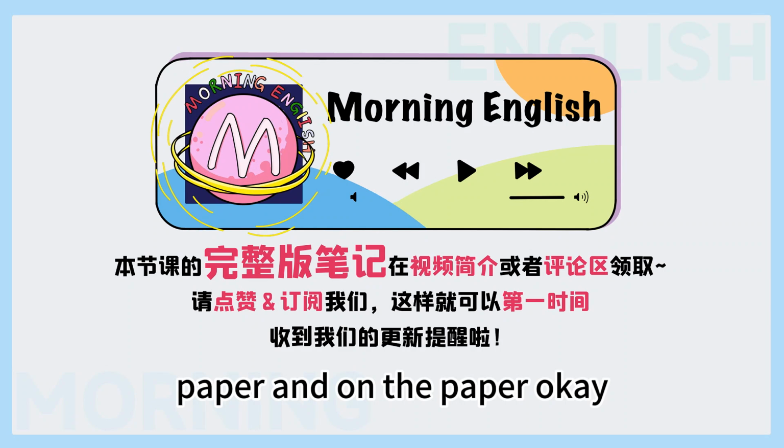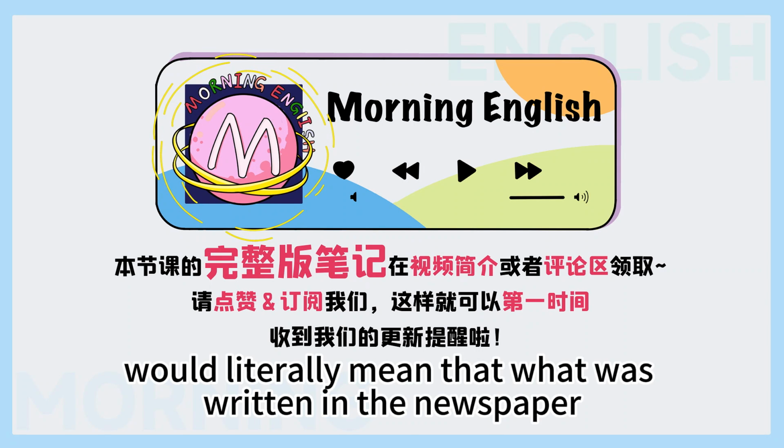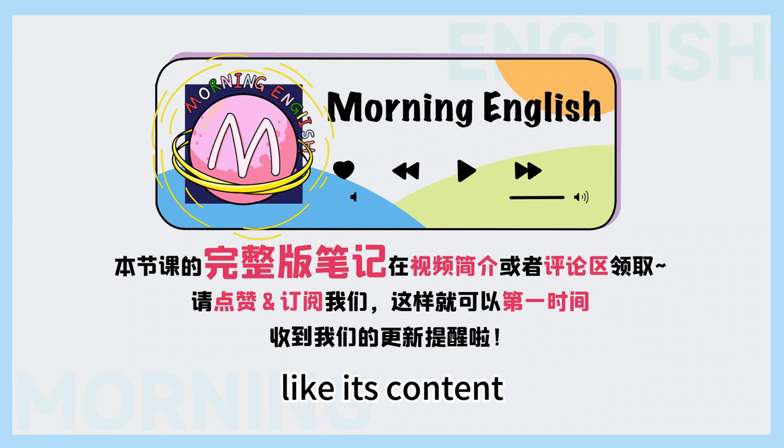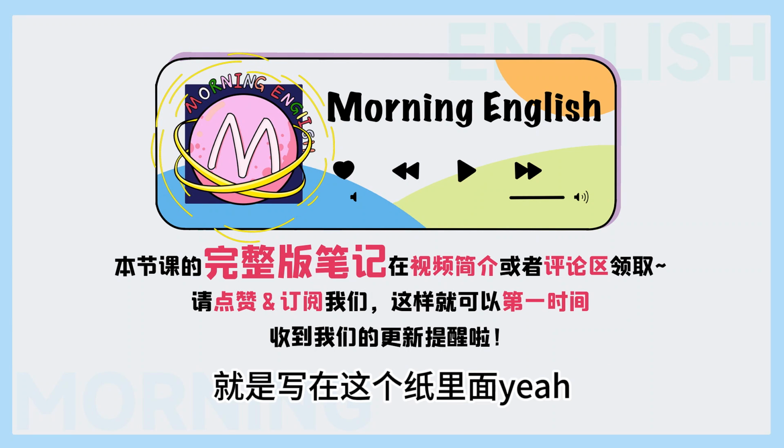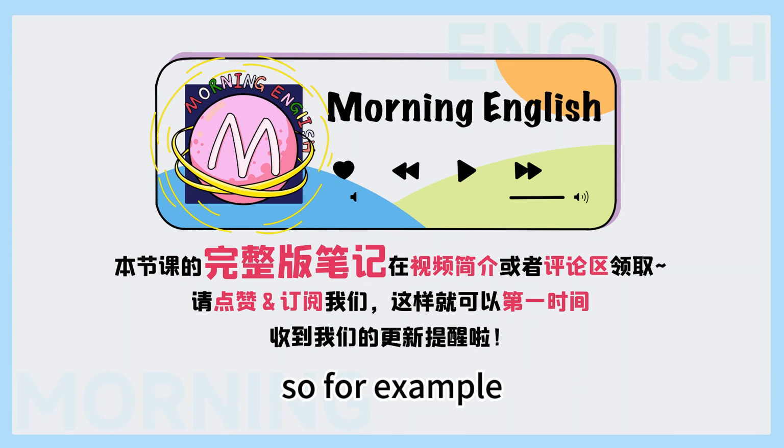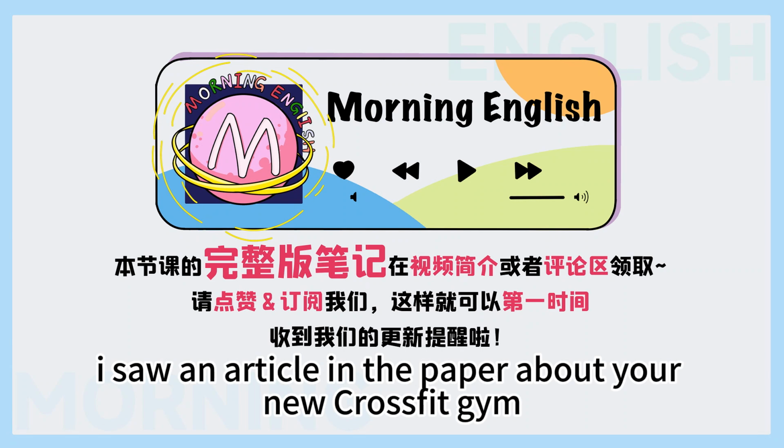And then lastly, a preposition could be like in the paper and on the paper. So in the paper would literally mean what was written in the newspaper, like its content. 就是写在这个纸里面。For example, I saw an article in the paper about your new CrossFit gym.